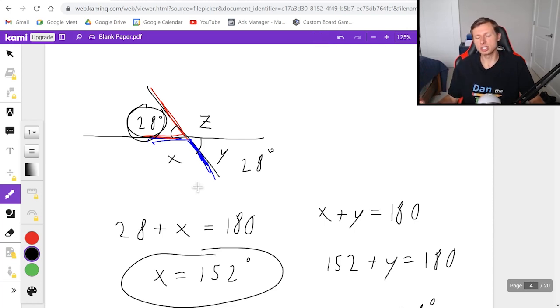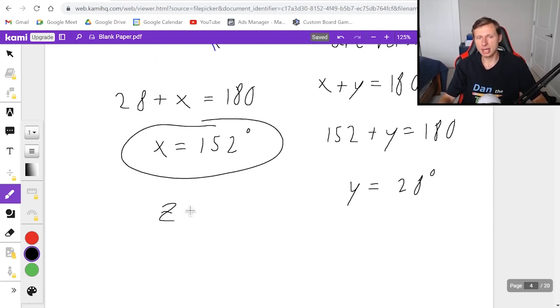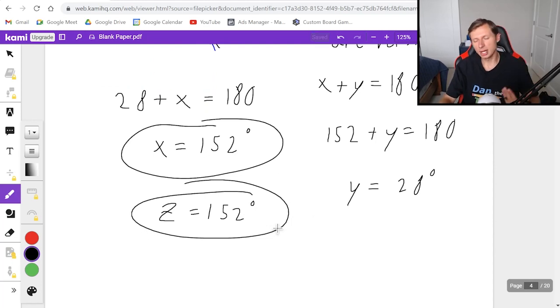Now, do you have to use the supplementary angles to prove that? No, you do not. In the future, you can just say they're vertical angles and therefore automatically congruent. As a matter of fact, you can say the exact same thing about X and Z. X and Z are vertical angles, and because they're vertical, they're congruent, they're equal to each other. So since X was 152, automatically, without any work, Z is 152 as well, because they're vertical.